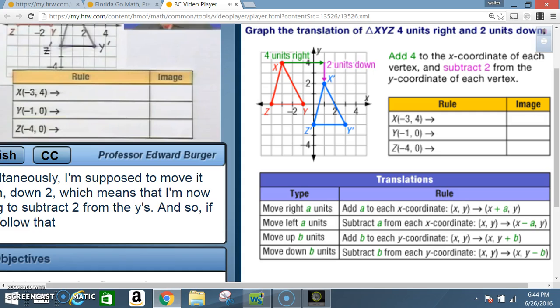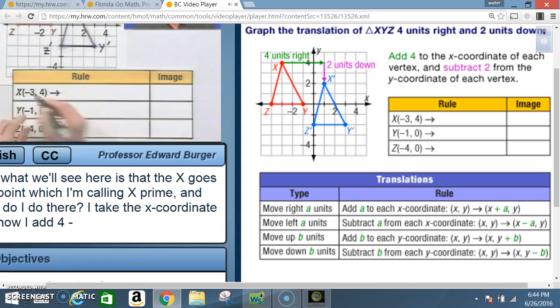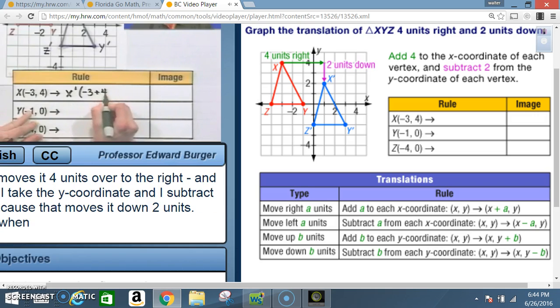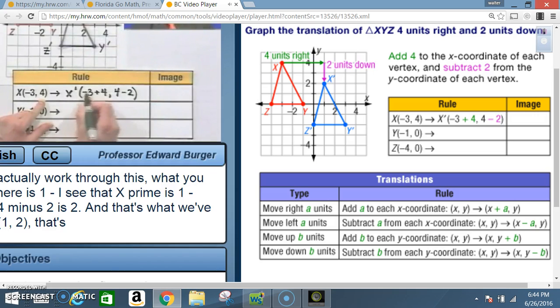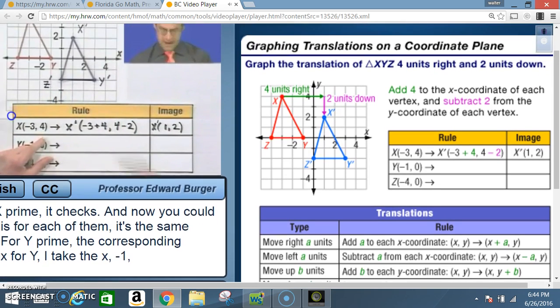If you follow that rule, the X goes to a point which I'm calling X prime. And what do I do there? I take the X coordinate and I add 4. That moves it 4 units over to the right. And then I take the Y coordinate and I subtract 2, because that moves it down 2 units. When you work through this, what we see here is 1. So X prime is 1, and 4 minus 2 is 2. And that's what we got. You see, 1, 2. That's the X prime. It checks. And now you can do this for each of them.